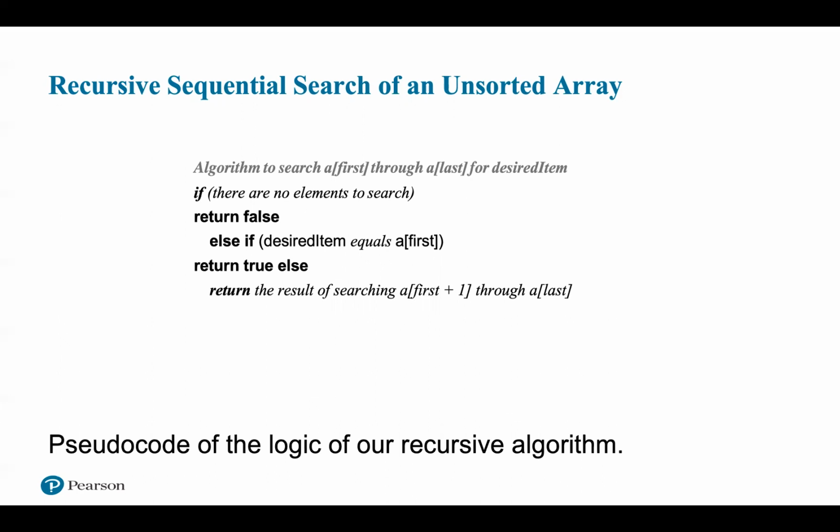For the array A, we search the n elements A0 through AN-1 by beginning with the first element A0. If it is not the one we seek, we then search the rest of the array. That is, we search array elements A1 through AN-1. In general, we search the array elements A first through AN-1. To be even more general, we can search array elements A first through A last when first is less than or equal to last. So the pseudocode that we're showing here describes the logic of our recursive algorithm.